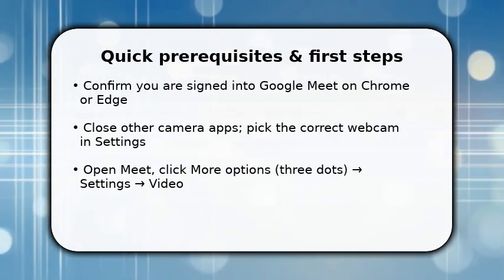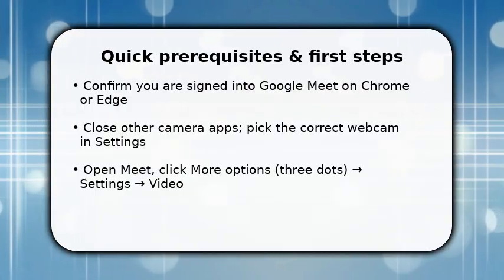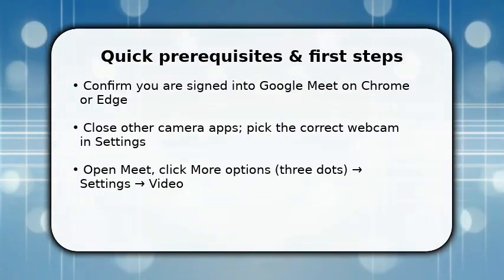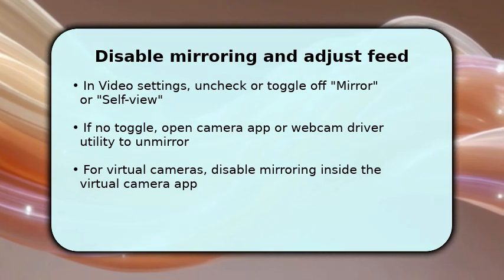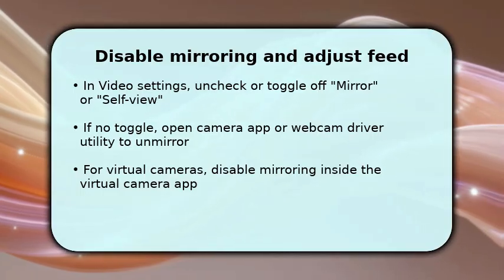After selecting the camera, pause and observe the small preview. That preview is where you'll toggle mirroring off or adjust the feed. Next, you'll look for the mirror or self-view option in Meet's video settings. Turn it off so your preview reflects how others see you.